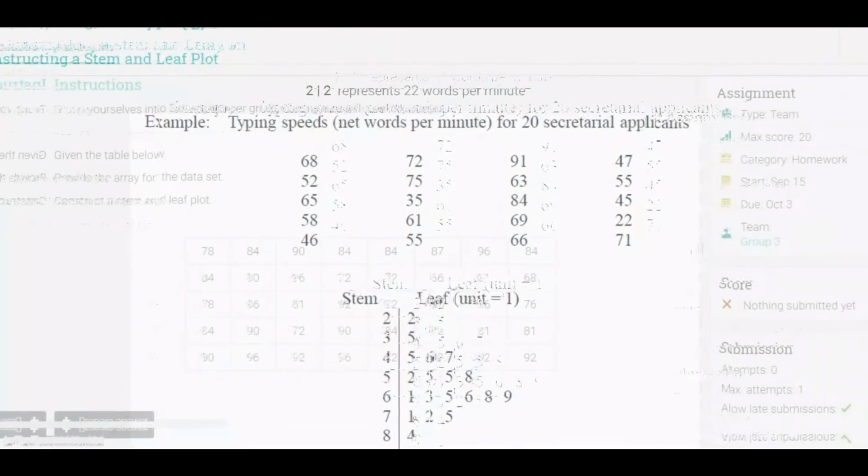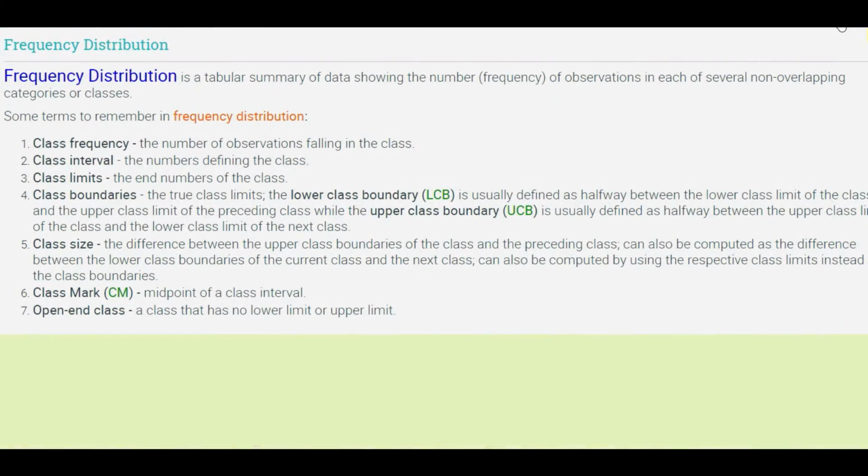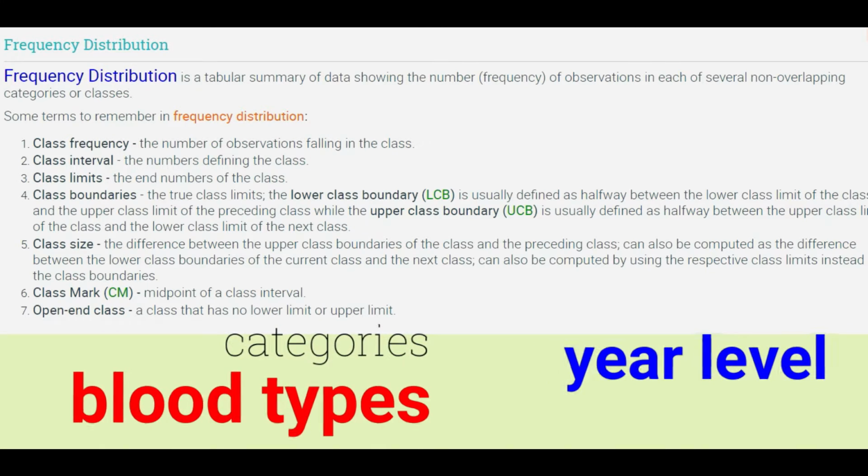Another way to organize data is to use frequency distribution. A frequency distribution is a tabular summary of data showing the number of observations in each of several non-overlapping categories or classes. Here, we can have categorical frequency distribution where data are categories such as blood types and year levels.